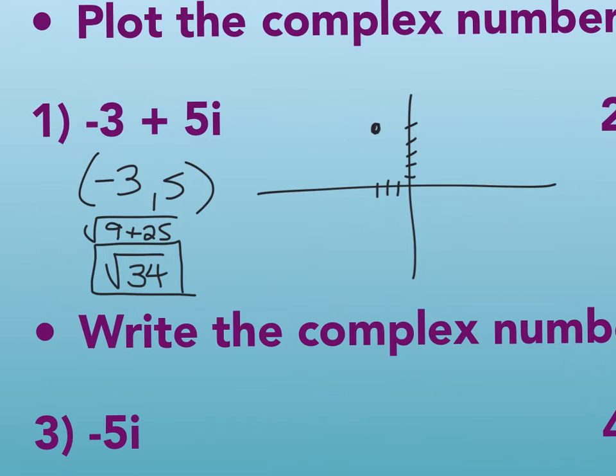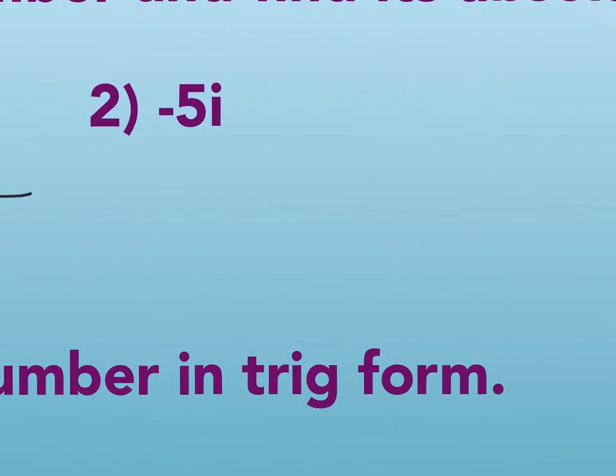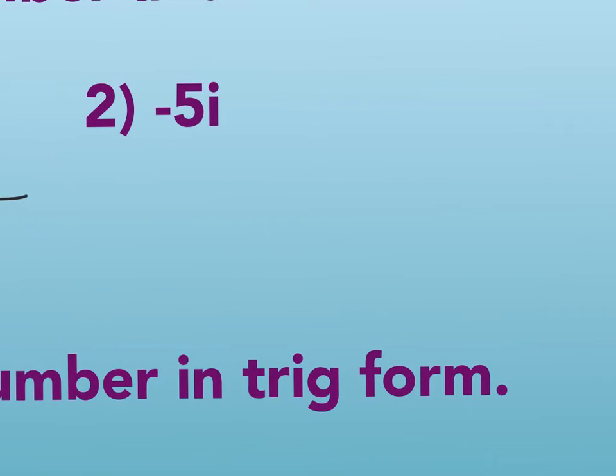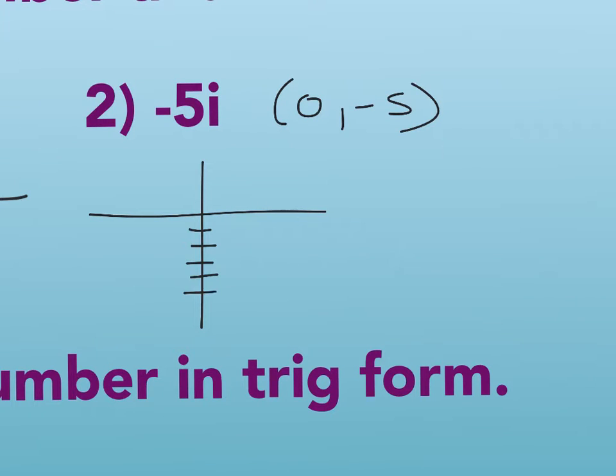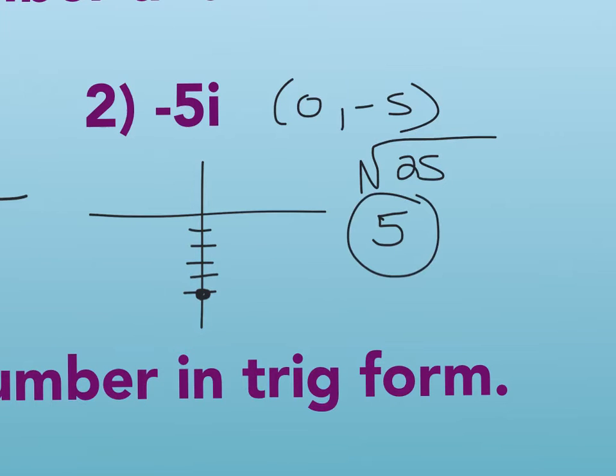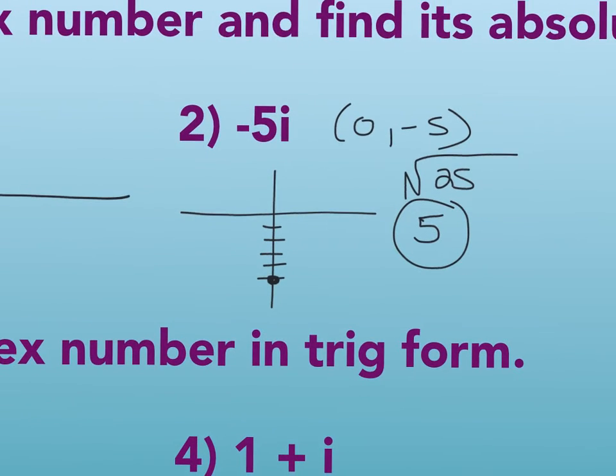Questions on that one? All right, 2, negative 5i would be what in point form? 0, negative 5. So on my vertical axis down 1, 2, 3, 4, 5, that would be my point. And my magnitude, 0 squared, which is 0, plus 5 squared, which is 25, square root of 25, which is 5. Or not magnitude, sorry, absolute value.